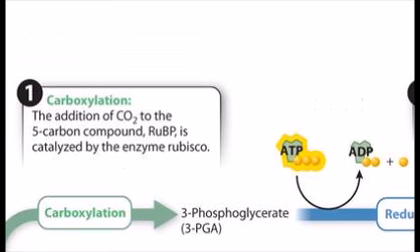The first step of the Calvin cycle is called carboxylation of CO2 in ribulose 1,5-bisphosphate. This is where it is catalyzed by ribulose bisphosphate carboxylase oxygenase, or RuBisCO. The product of this reaction is a 6-carbon molecule that is immediately broken down into two 3-carbon molecules called 3-phosphoglycerate.